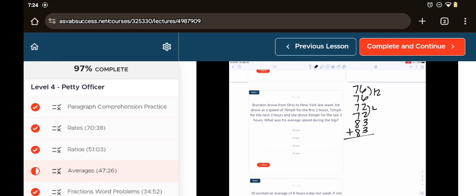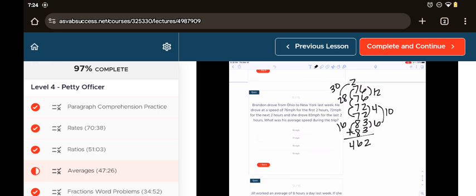6 plus 6 is 12, 2 plus 2 is 4, 3 plus 3 is 6. This is 10. So 12 plus 10, 22. So I'm going to put a 2, carry a 2. Here, there's 1, 2, 3, 4 sevens. What's 7 times 4? 28. 2 8 is 16. So 28 plus 2 is 30. Plus 16 is 46. Okay?